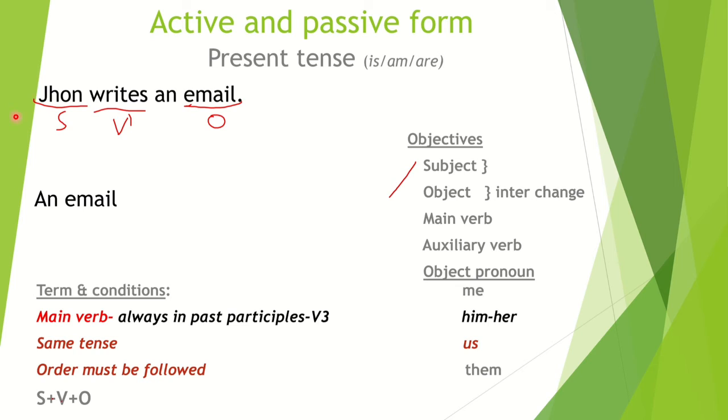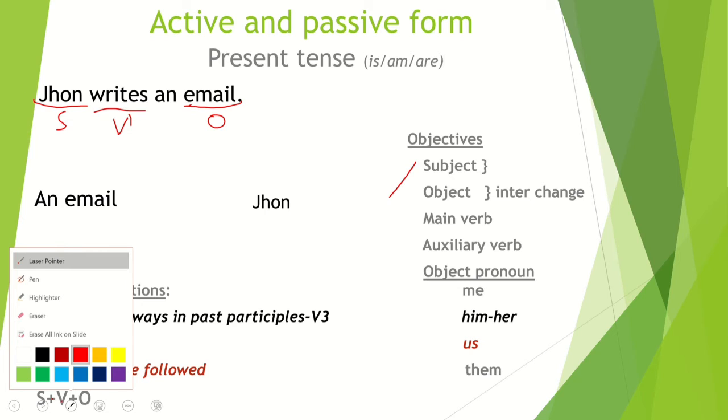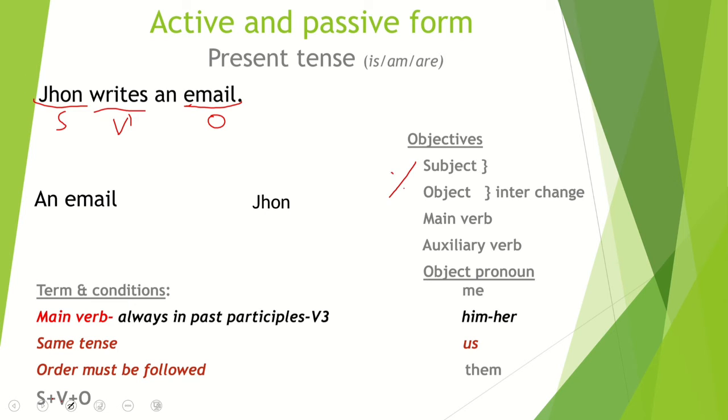And now John. John is our subject in the active voice. While we make the passive voice, we have to bring John in the place of object. Okay? In the place of object. Now you have understood? Email becomes subject and John becomes object. We just interchange our subject and object. Understood? Now here an email is the subject now and John is the object.